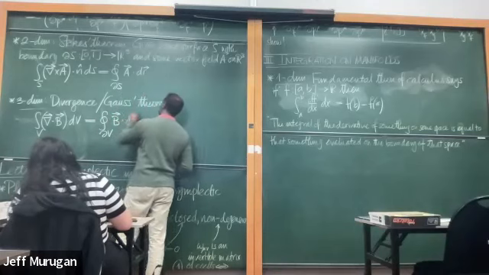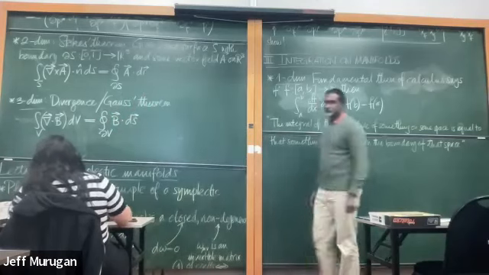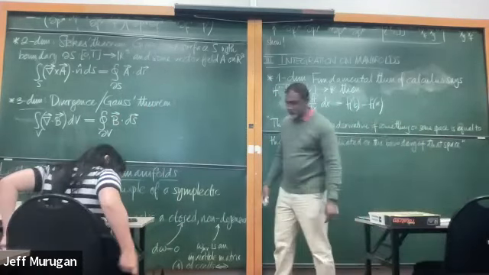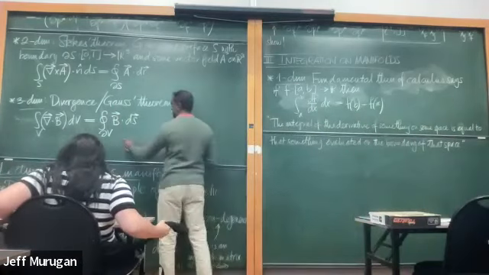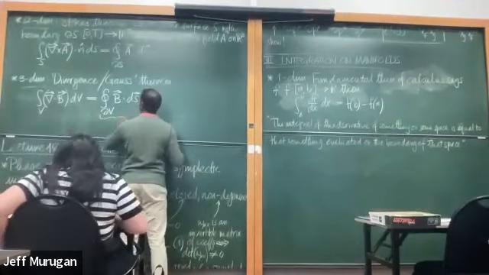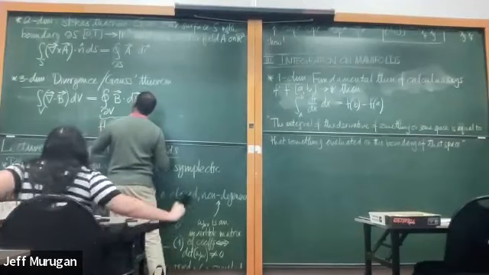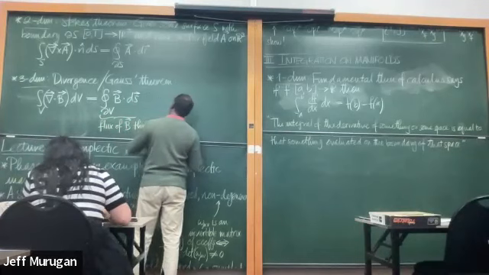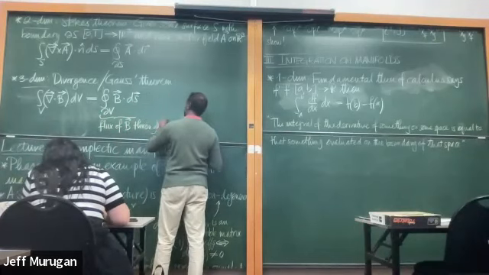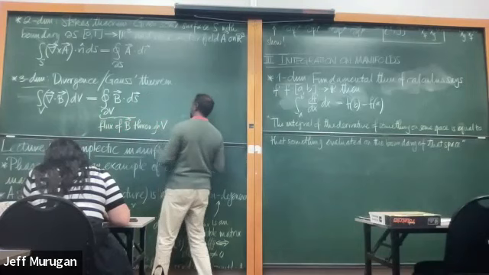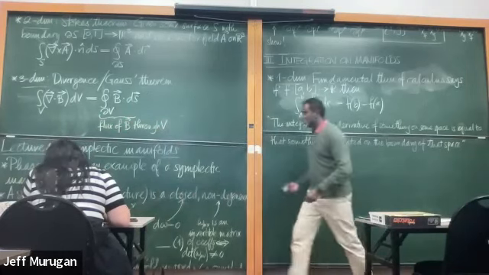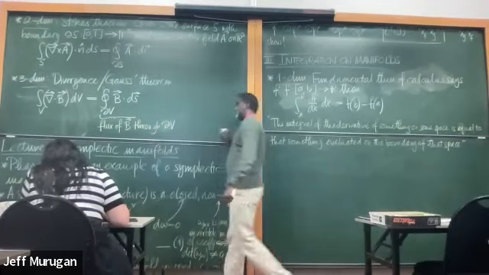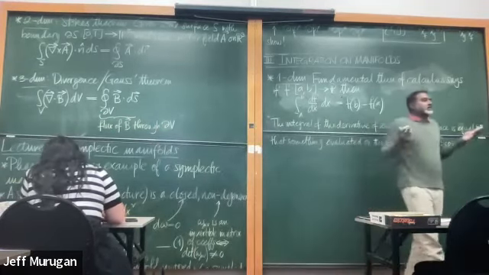dotted with the unit normal. This quantity here is the flux of B through the boundary. Okay, this is the divergence theorem.